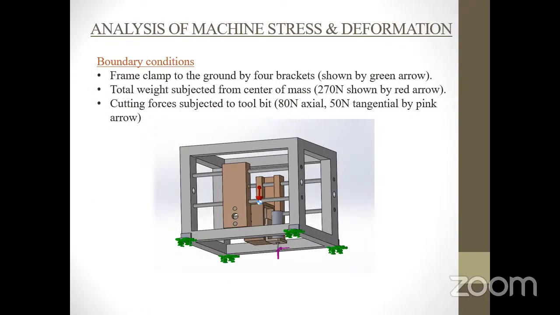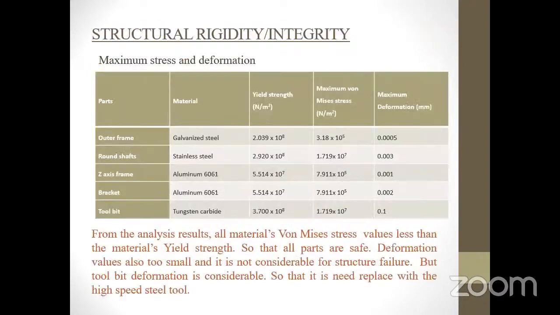After that, this is how the machine was analyzed using SolidWorks software. You can see the green color points, which are the clamping locations, and the load applied to the tool bit. Then we calculate the deformation and rigidity of the machine, with the total weight directed to it. This is the analyzed data using the SolidWorks analysis. Using this table, we can get some idea about the maximum deformation and failure of the machine structure. Each part's calculated stress is less than the yield strength, so this structure is safe.